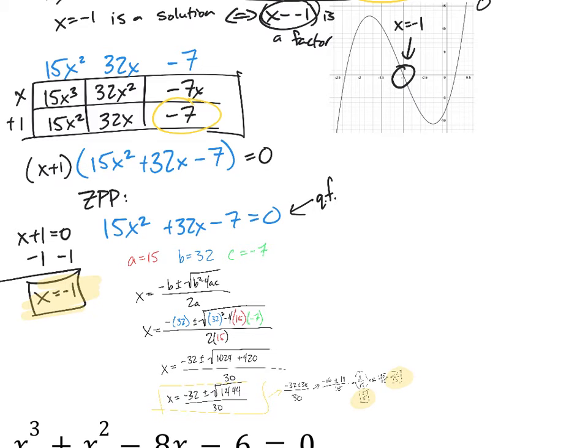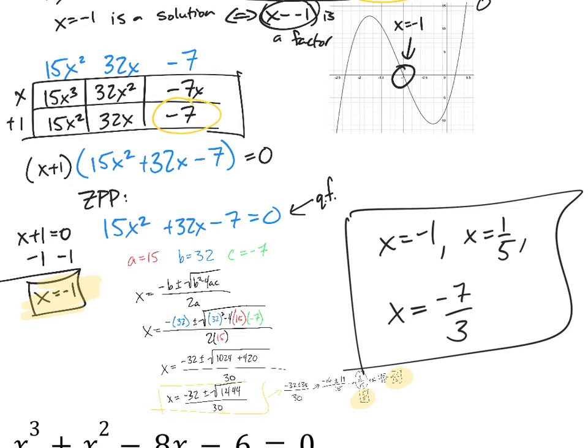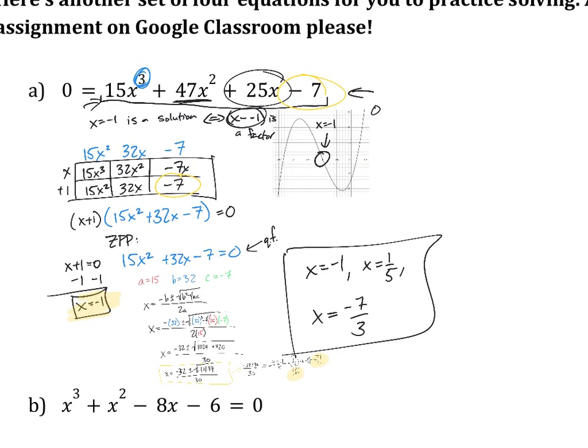There they are. I'm going to just write them in a list really quick. X equals negative 1, x equals 1/5, and x equals negative 7/3. Here they are, all three of them. I know that I'm done because I have a degree 3 polynomial, and I have 3 answers. 1, 2, 3.